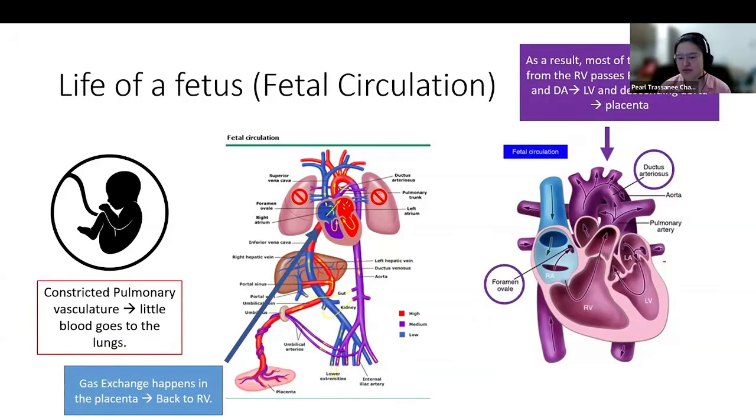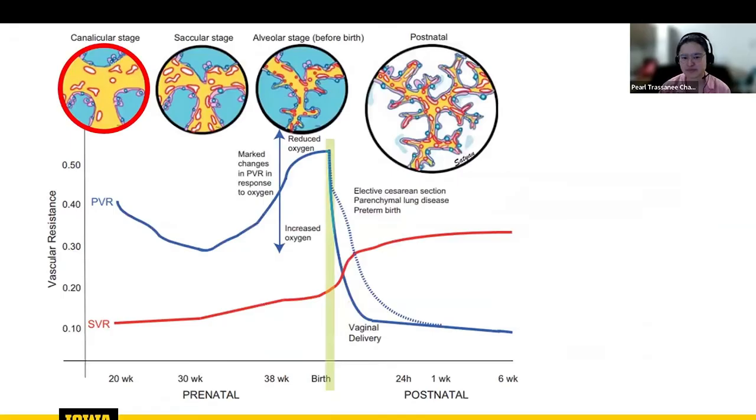So as a result, the majority of blood exiting from the right ventricle passes right to left across the ductus arteriosus into the descending aorta, supplying the systemic circulation of the fetus and onto the placenta for gas exchange. During the canalicular stage of lung development, PVR is high because of a paucity of the pulmonary vascular network and a reduced cross-sectional area of the immature pulmonary vascular bed.